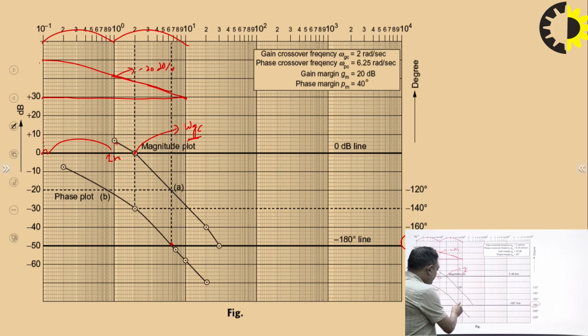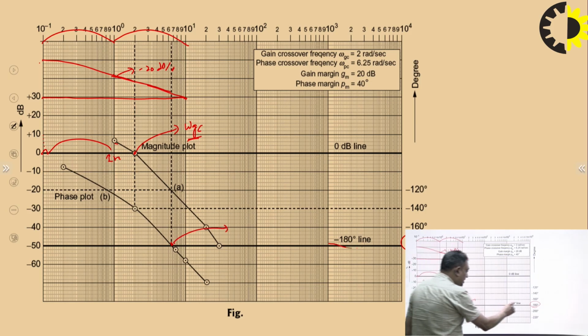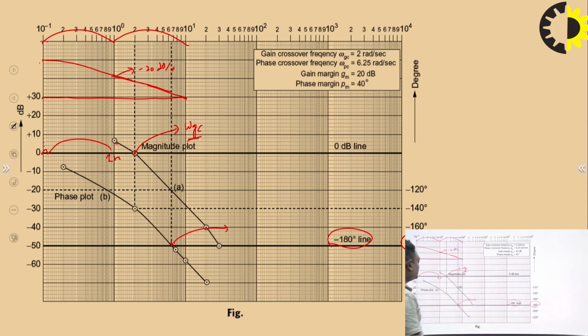So this is the gain crossover frequency. Another one is the phase crossover frequency. The phase crossover frequency is the frequency at which the phase line cuts the minus 180 degree line. Now we will take this point and put a perpendicular from this plot to this plot, and the margin that we are getting is basically the gain margin and the phase margin.